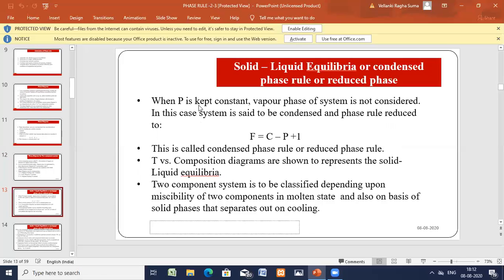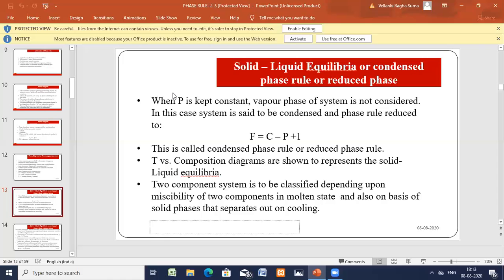If pressure is kept constant, in this case, no gaseous phase, no pressure, only solid liquid. So that is what you call the condensed phase, and the phase rule is reduced. F is equal to C minus P plus 1. This is the condensed phase rule or reduced phase rule.